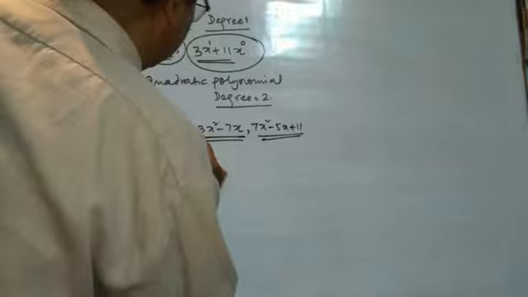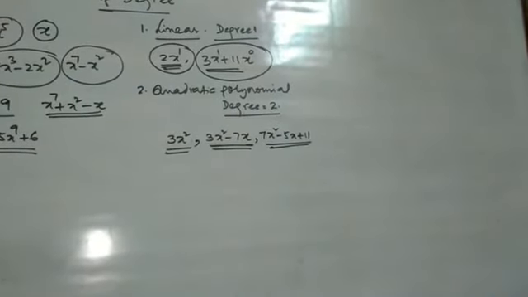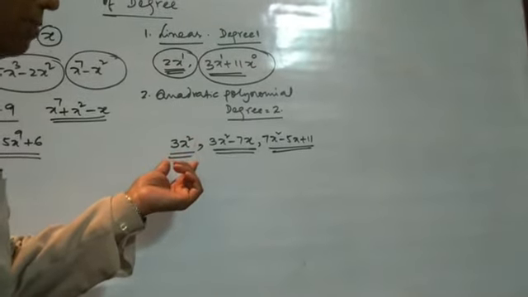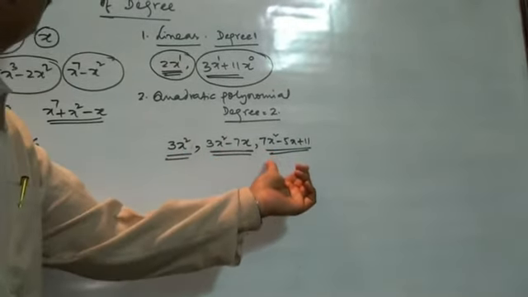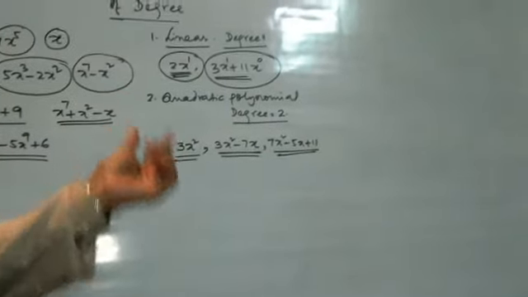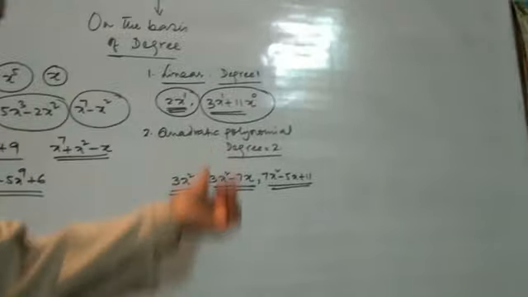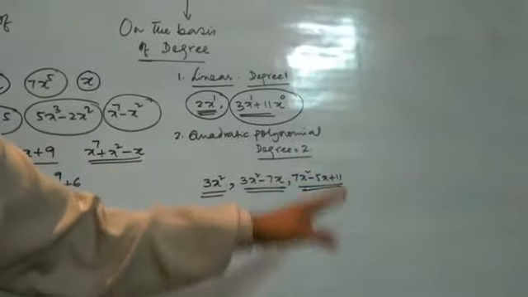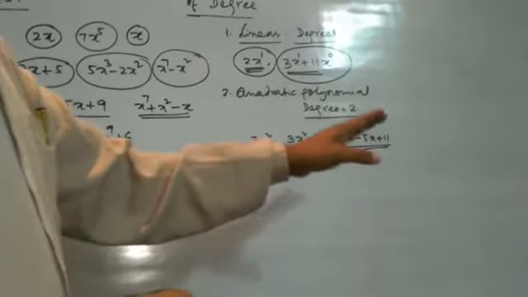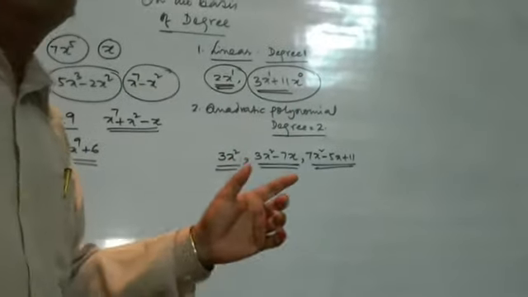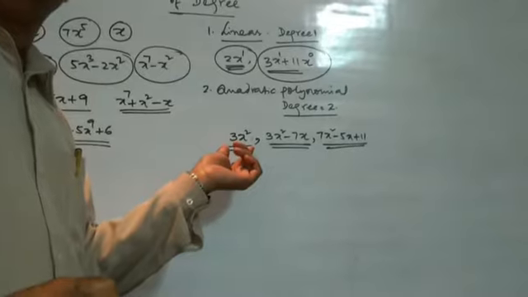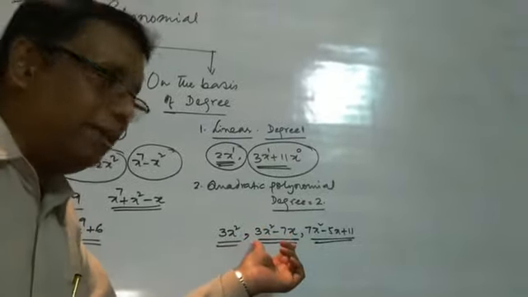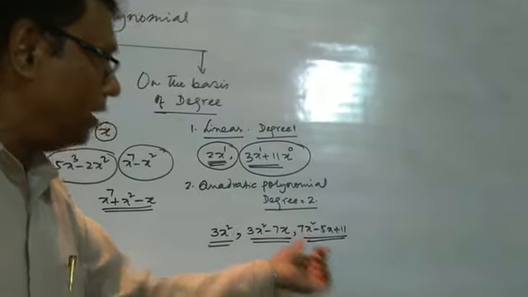There we have given three examples of the quadratic polynomial. And what we are finding is that in the case of a quadratic polynomial, there can be one term, two terms, or three terms. So the maximum number of terms that a quadratic polynomial can have is three, but not necessarily. This is also a quadratic polynomial having one term. So this is a quadratic monomial, this is a quadratic binomial, this is a quadratic trinomial.